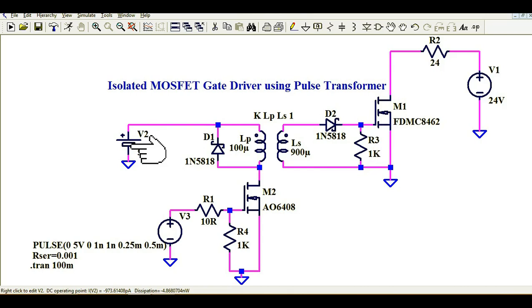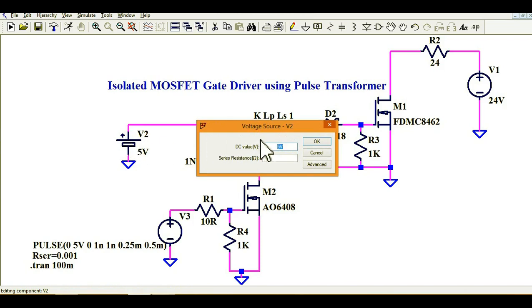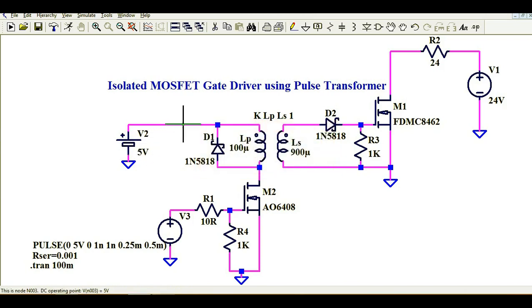Okay, so you can see here, this is V2, that is DC. If I right click on V2, it's 5 volt pure DC, and then I have the LP. LP stands for primary inductance. So this is the primary inductance and that is 100 microhenry. And since we are switching the inductance, you can see this is a coupled inductor or transformer, pulse transformer, it generates the pulse output, right?